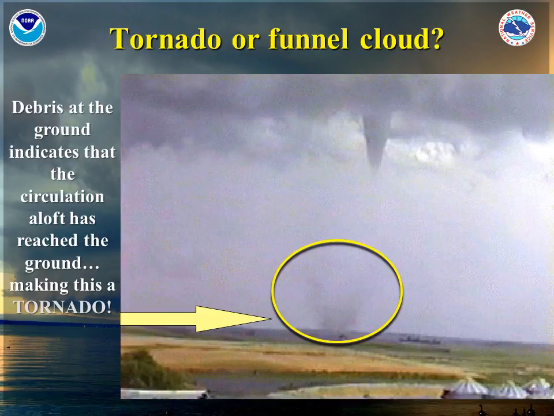Tornadoes are not always completely visible until they suck up enough dirt and debris to become visible. And that is the case here. Notice that there is actually debris circulating at the ground. That's the giveaway that this is actually a tornado. In time, this dirt and debris will rise up towards the cloud and make the tornado more visible from top to bottom.